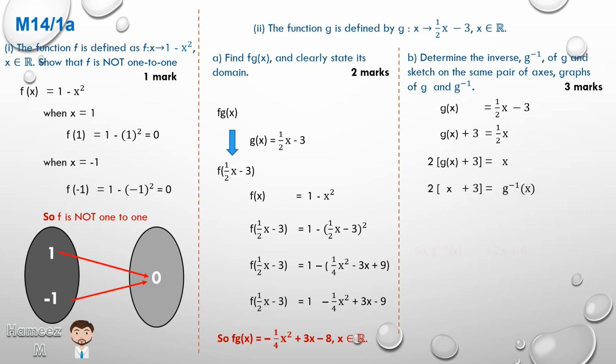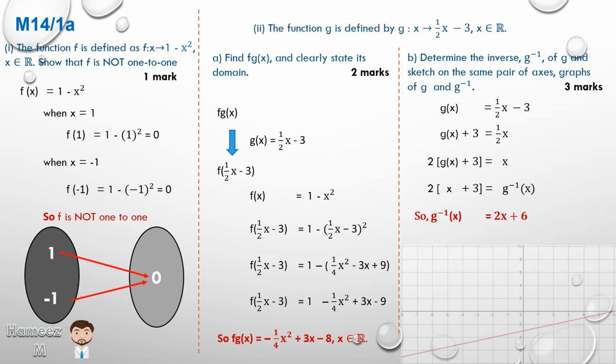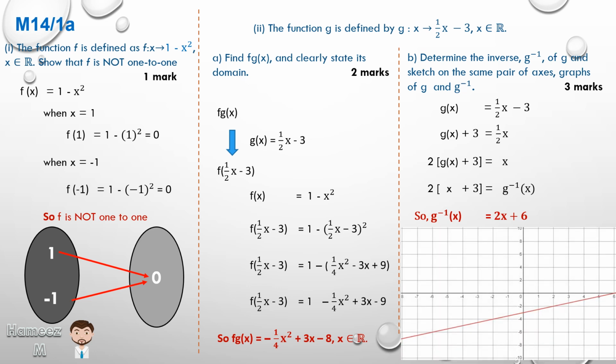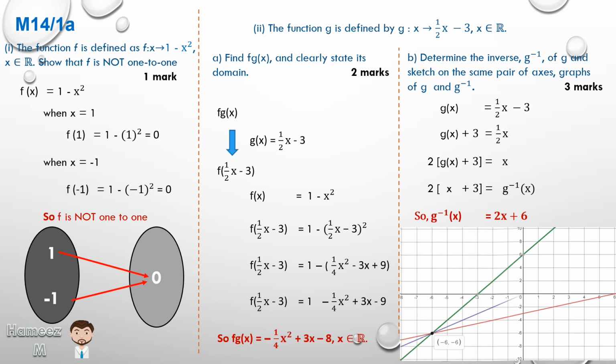So we found the inverse. g inverse is equal to 2x plus 6. If we look at our sketch, we can see our red line, which indicates g of x, which is a half x minus 3. And if we include now g inverse of x, which is 2x plus 6, they're intersecting at minus 6, minus 6. And how can we describe the red line to the green line, the g of x to the g inverse of x? It is a reflection about the line y is equal to x, which we have in purple.